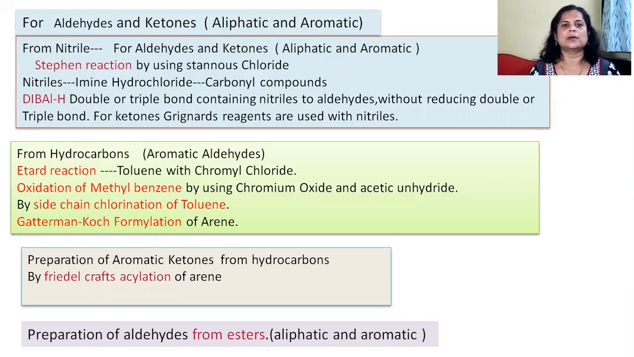Next, we studied the methods for the preparation of only aromatic aldehydes: the Etard reaction, oxidation of methylbenzene, side chain chlorination of toluene, and the Gattermann-Koch formylation. By these methods we will not get ketones, and not aliphatic ketones. These reactions are only for aromatic aldehydes. For aromatic ketones, we use the Friedel-Crafts acylation reaction. And lastly, we studied aliphatic and aromatic aldehydes from esters.